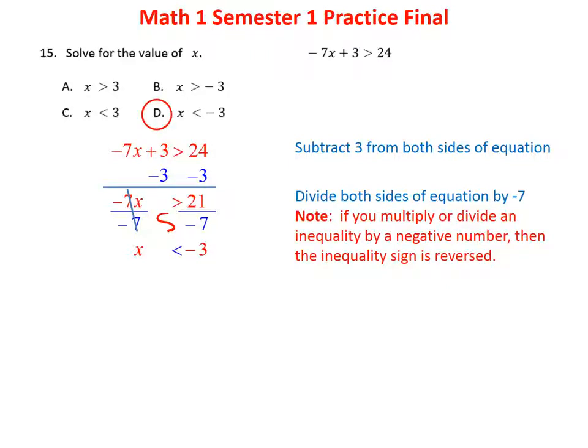Notice the choices they gave you. If you chose B, it means you forgot to turn the sign around. If you chose C, it was because you forgot that a positive divided by a negative is a negative. And if you chose A, it means you made both of those mistakes. They're giving you a couple of opportunities to make a mistake here.